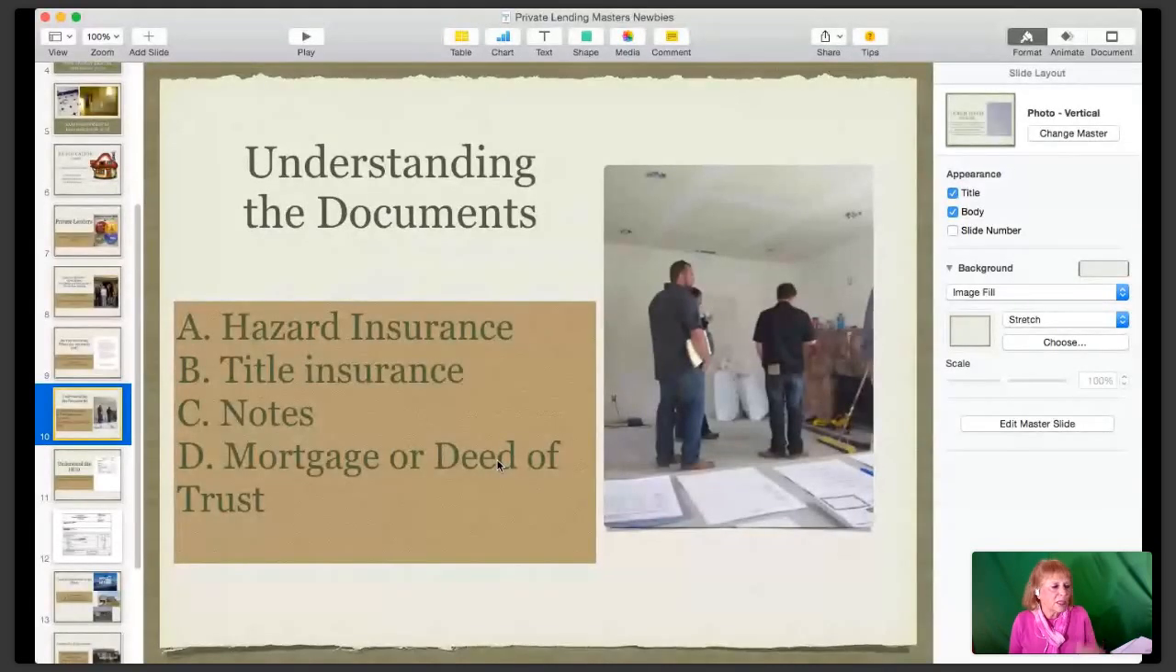So when the title does a search, they'll see that there is money owed. There's a loan on this property. There's a lien, and no one else can buy it. The owner, the rehabber, cannot sell the property without paying off the note, which is number C. So the deed of trust is your security. So those are the 4 documents you really need to understand to do private lending.